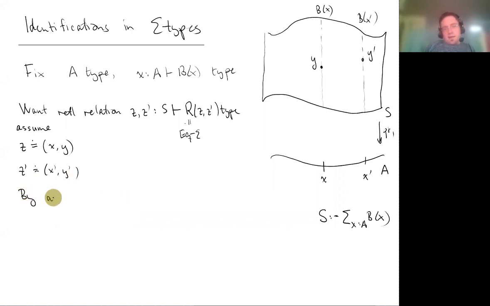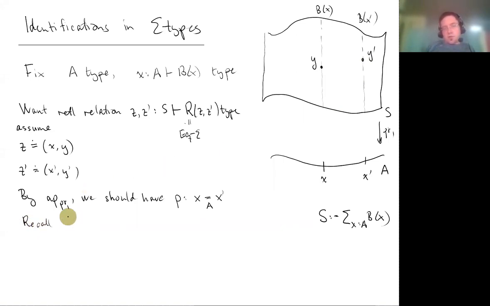Well, by taking the action on paths of the first projection, we should, in any case, have an identification of X and X prime. So we should have some P of type X equal to X prime in A. Now, what should we do about the second components? The problem is that Y and Y prime live in different types.